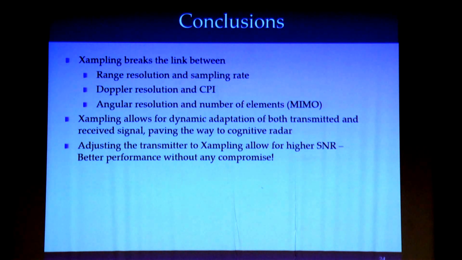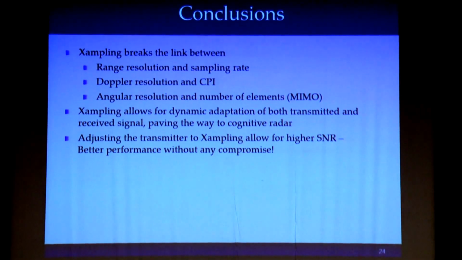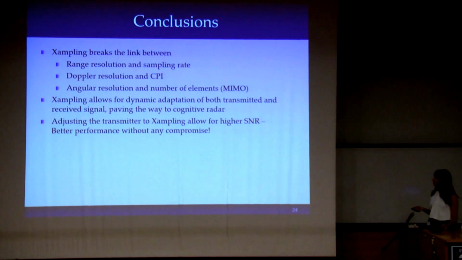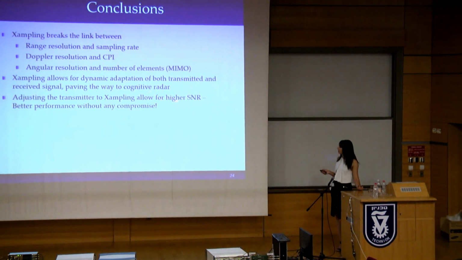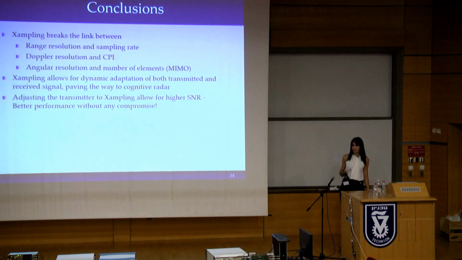Just to summarize, what we saw in this talk and Omer's talk is that using sampling, we can break the traditional link between range resolution and sampling rate, between Doppler resolution and CPI, the total processing time, and between angular resolution and the number of elements in MIMO. We also saw that sampling allows for a dynamic adaptation of both the transmitted and received signal, leading us to cognitive radio. And this is the only win without any compromise, because we get improved SNR in this case.